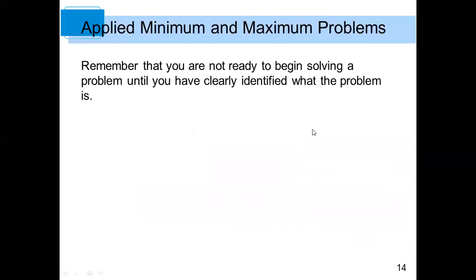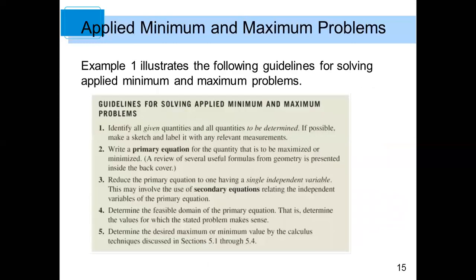This one does. Remember that you're not ready to begin solving a problem until you have clearly identified what the problem is. So here are the guidelines. First, identify all the given quantities and all the quantities to be determined if possible. Make a sketch and label it with any relevant measurements. It's going to be very, very helpful if you try to label the situation. Write the primary equation for the quantity that is to be maximized or minimized. In other words, what's trying to be optimized.